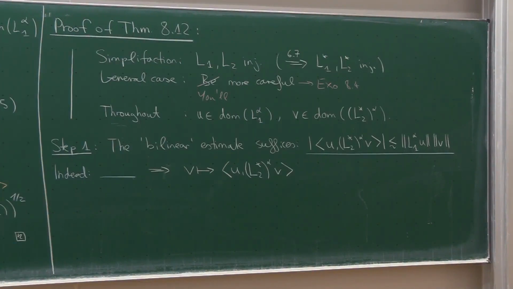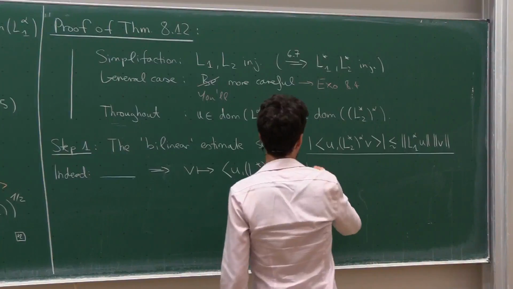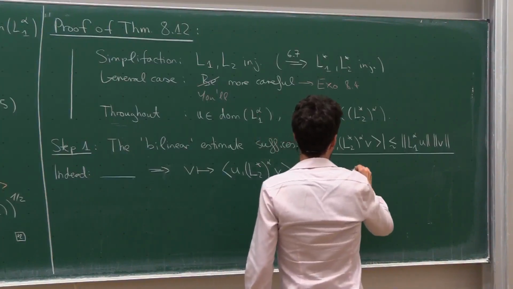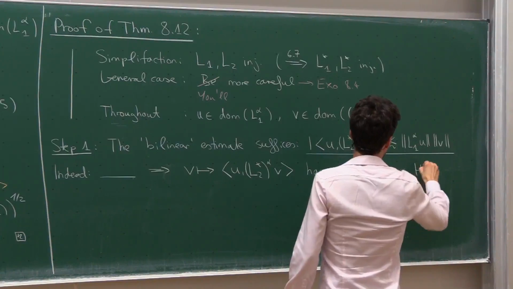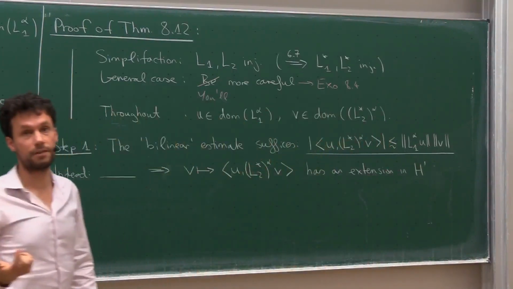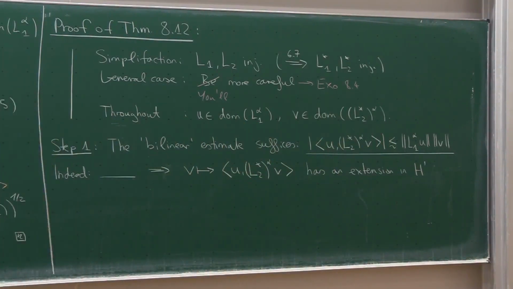Okay, so it has an extension which is a bounded antilinear functional on H by density. You can extend it like that. Is that step clear?